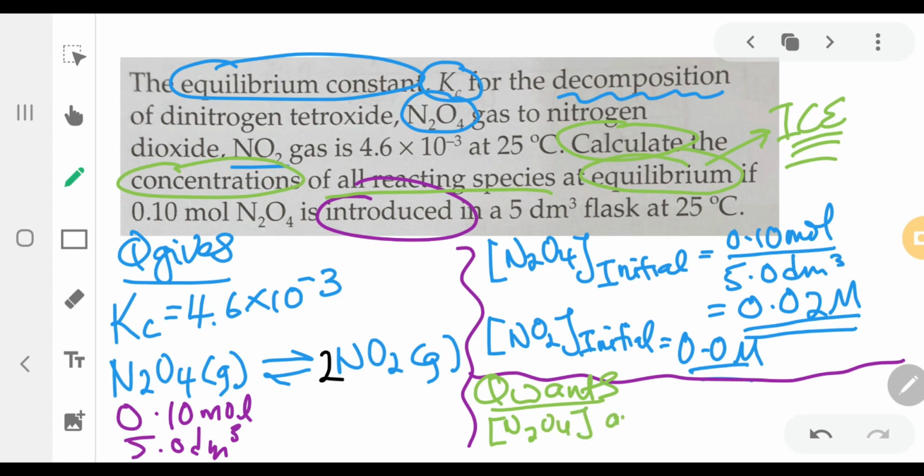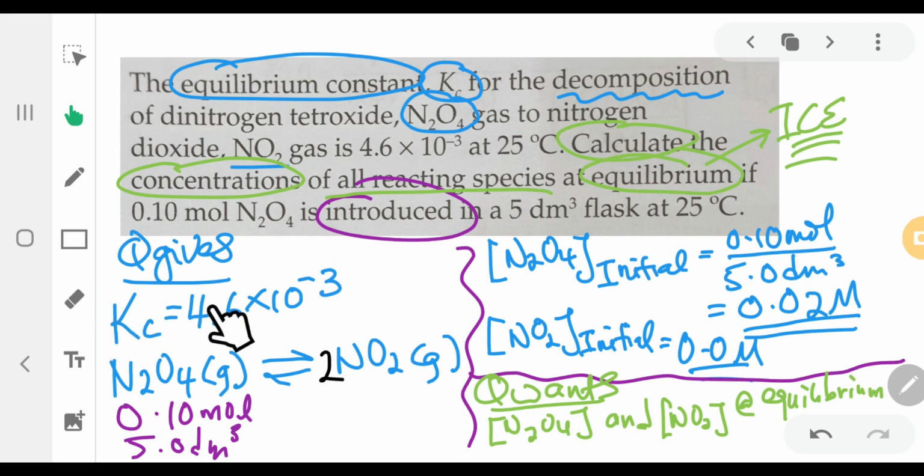Okay, and the concentration of NO2 at equilibrium. So that is what the question wants. So it's very good, before you proceed to use your ICE table, to examine the question, to find out what the question wants, and then what the question gives.